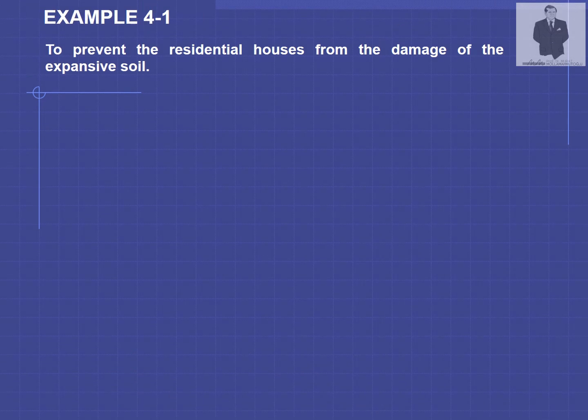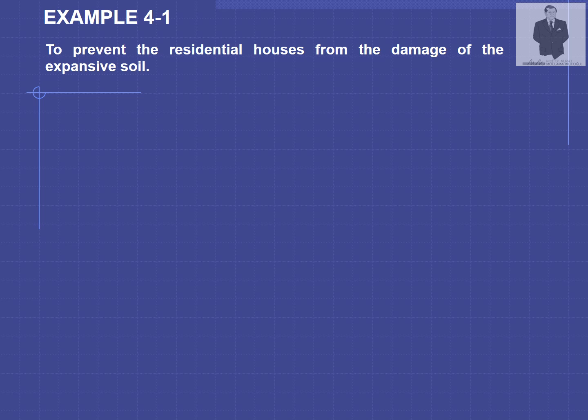Now, we have come to the final category of examples. That is to say, you meet soil in a number of special problems. In this project, the aim was to prevent the residential houses from the damage of expansive soil.